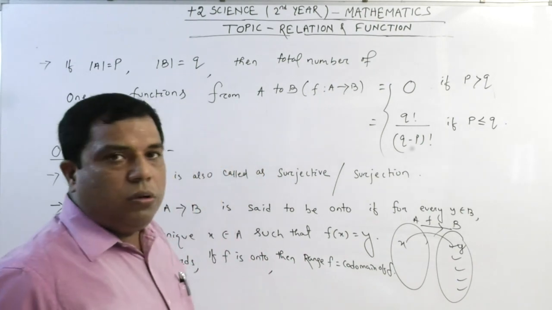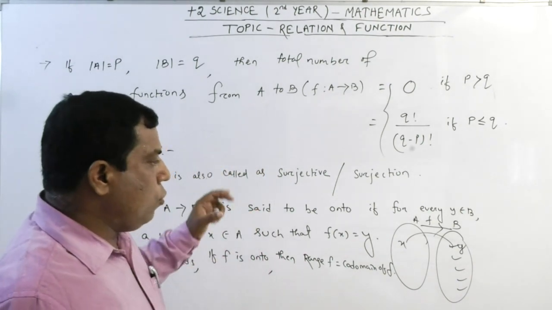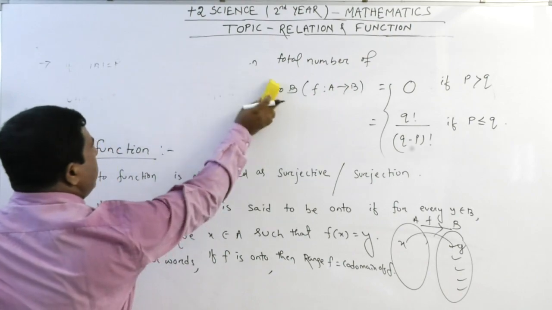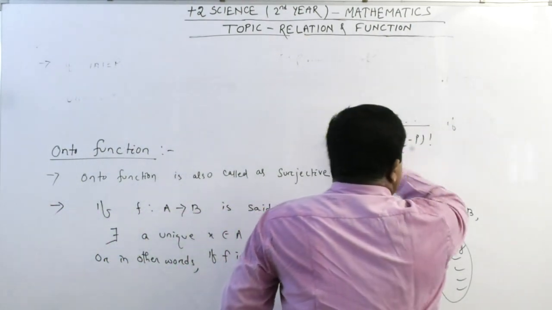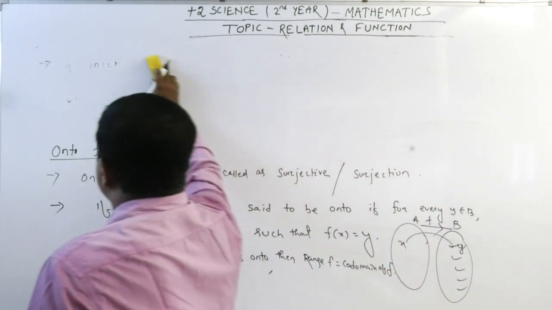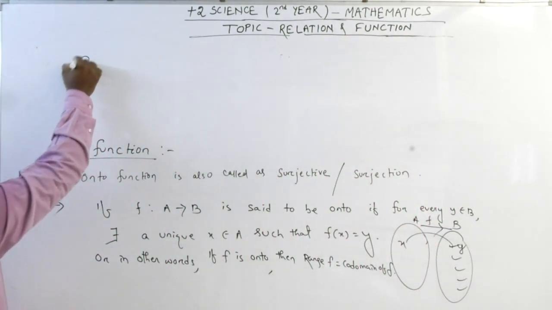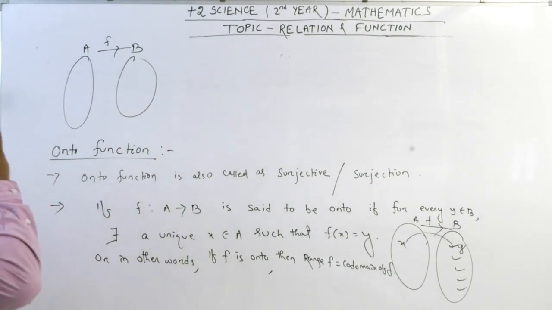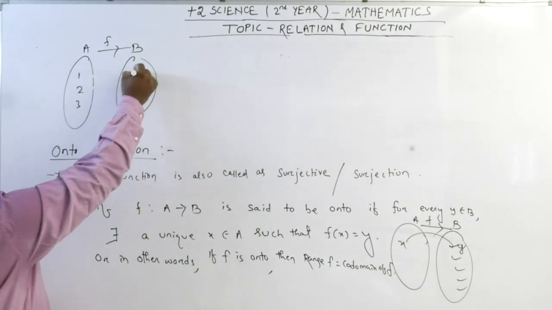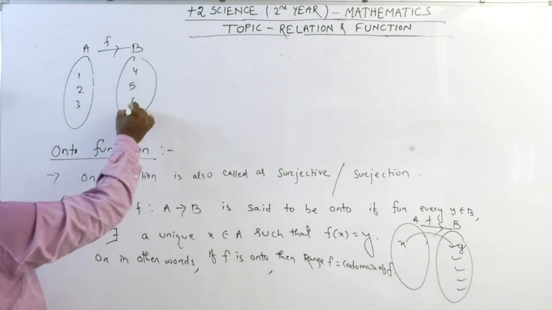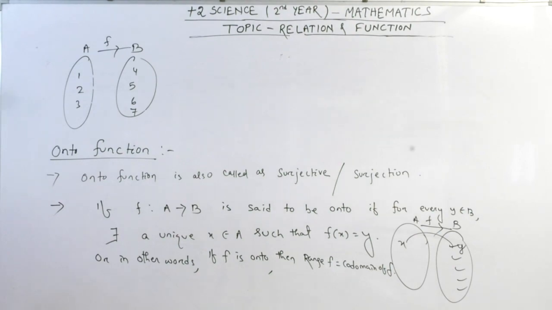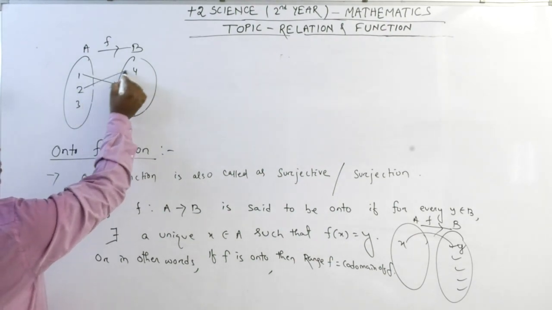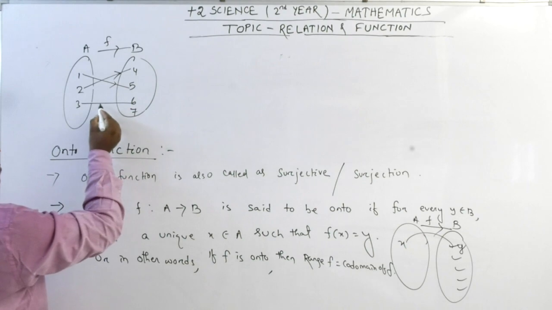Now we are moving to some of the diagrammatical examples of onto function. So this is the basic definition of onto function, and now we are moving on to some examples. Suppose it has set A and it is set B and f is a function from A to B. Suppose A has 3 elements and B has 4 elements, 4, 5, 6 and 7. So you see 1 is connected to 5, 2 is connected to 4, 3 is connected to 6.